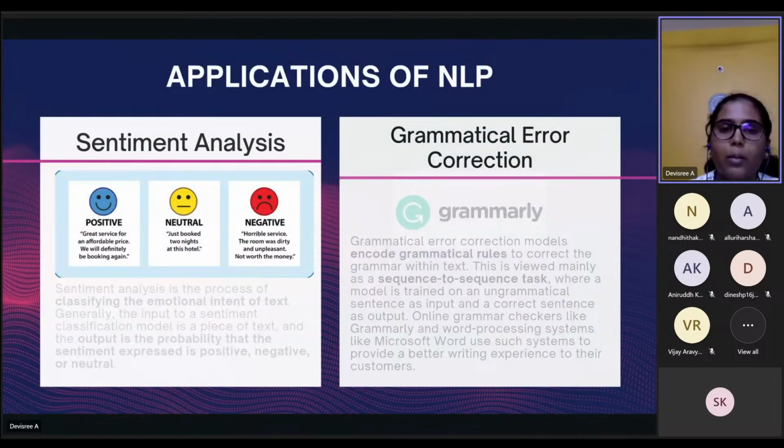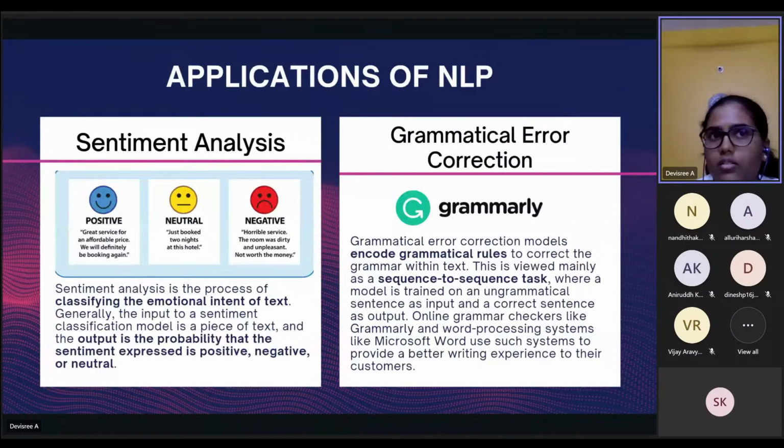Okay, so these are the applications. You might not really realize it, but you might use a lot of applications that are trained based on NLP and NLP models. So let's have a look.